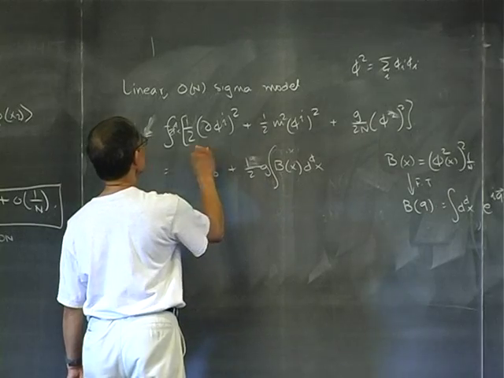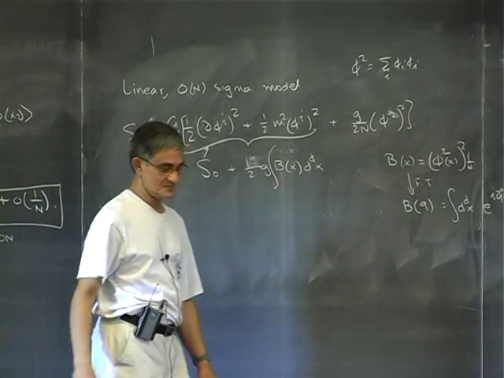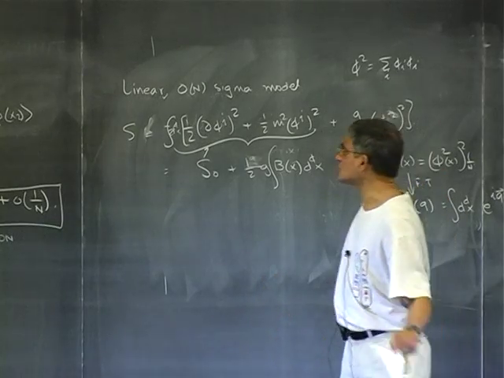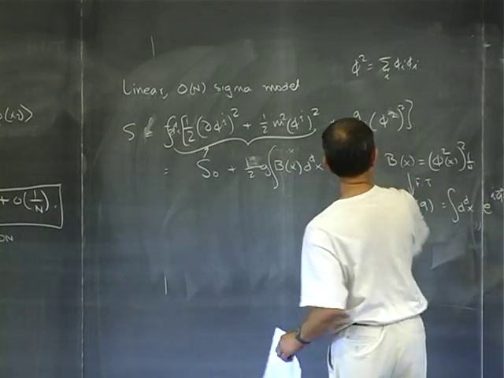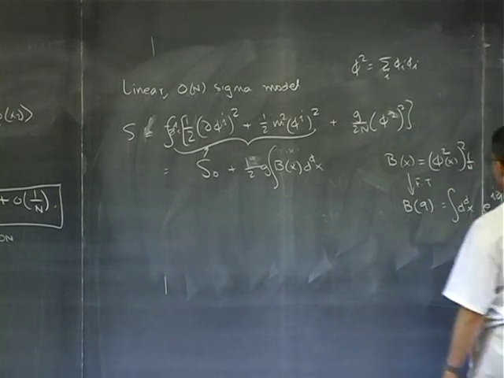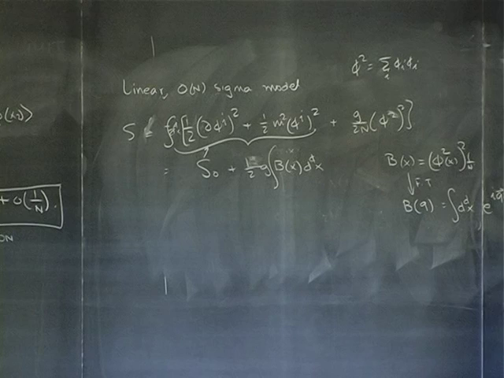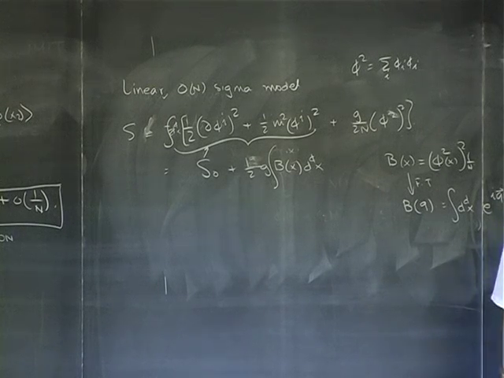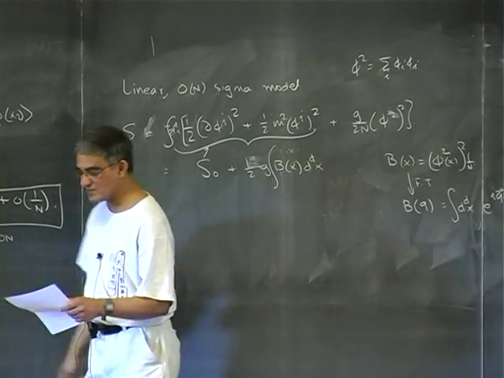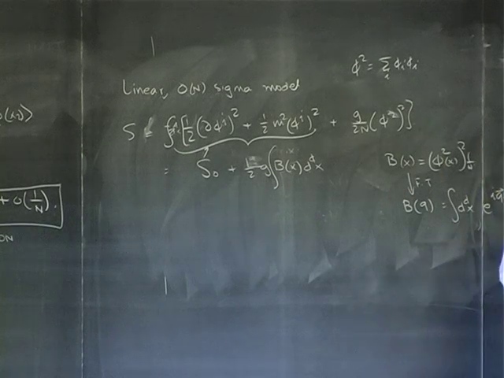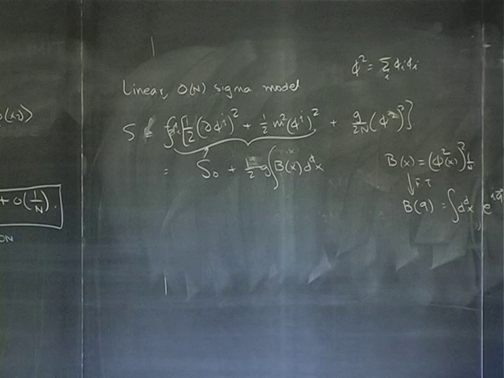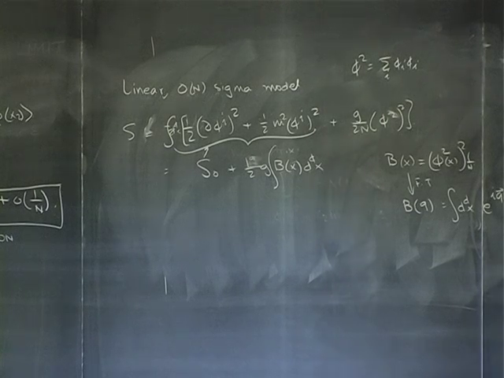And S naught is this part of the action. So let's calculate the 2-point correlation function of this operator B, or equivalently of this object B of Q. So clearly by translation invariance, the only 2-point function is going to be the one with opposite momenta. So this by definition is B of K, B of minus K, exponential of half G. Oh, I'm sorry.